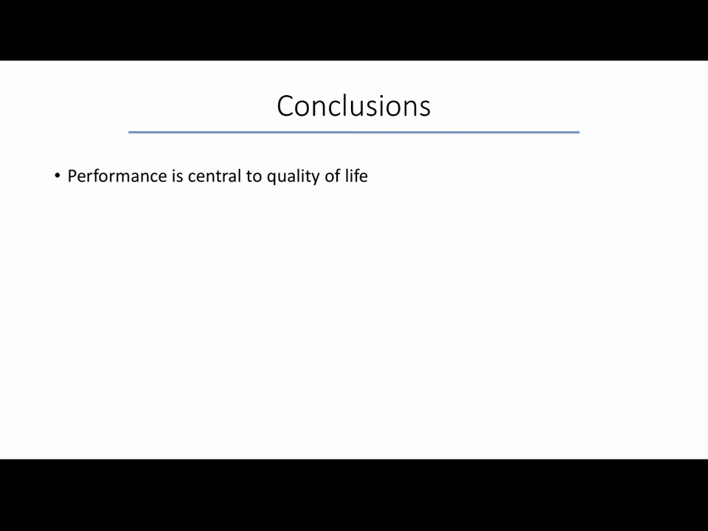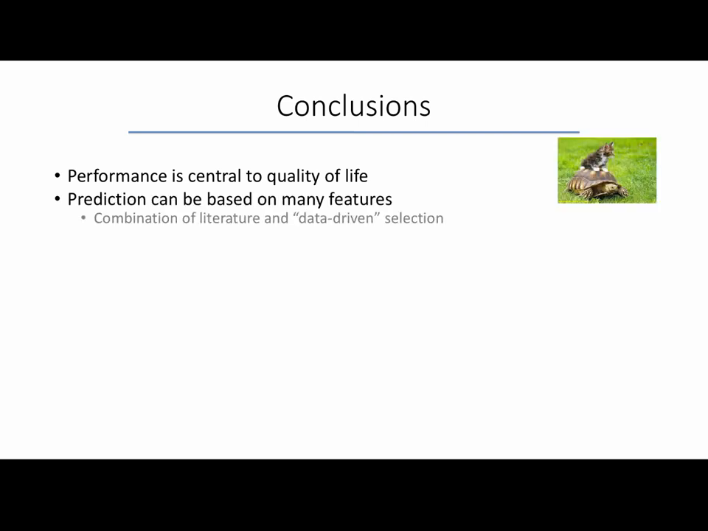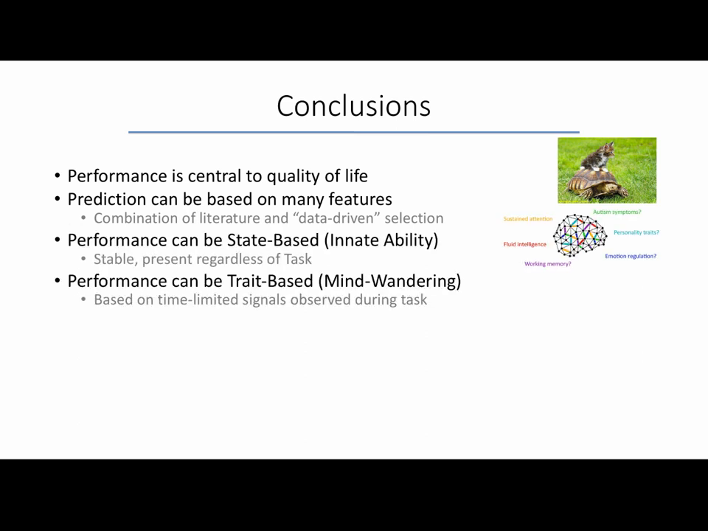To wrap everything up and give a quick rundown of everything we talked about today, performance, as we've defined it here, is pretty central to quality of life, to how well you're able to do in school or perform at a job. Prediction of that performance can be based on many features, and which ones you choose and use depend on a combination of your knowledge of the literature and this data-driven selection that machine learning can help with. The performance you're measuring can be state-based, this idea of innate ability, or trait-based, this idea of mind-wandering. And it's helpful to have an idea of which that is before you start your study.